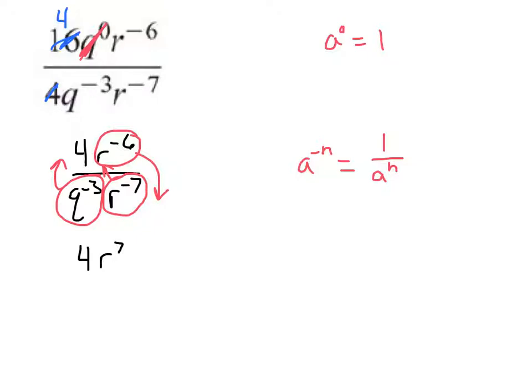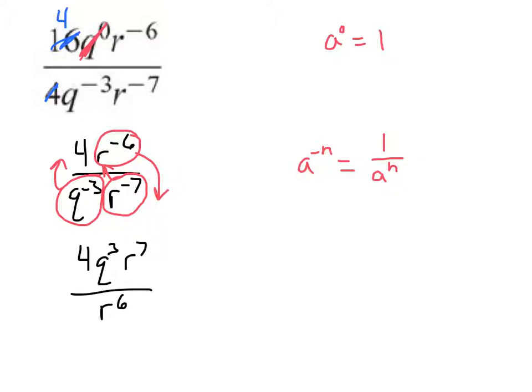4r to the 7th power, q to the 3rd power, which I should flip those around, shouldn't I? I started writing those in the wrong order. So, let's do it again. I'm having issues here. All right. Deep breaths, Bobier, deep breaths. All right. Q to the 3rd power, r to the 7th power, over r to the 6th power.